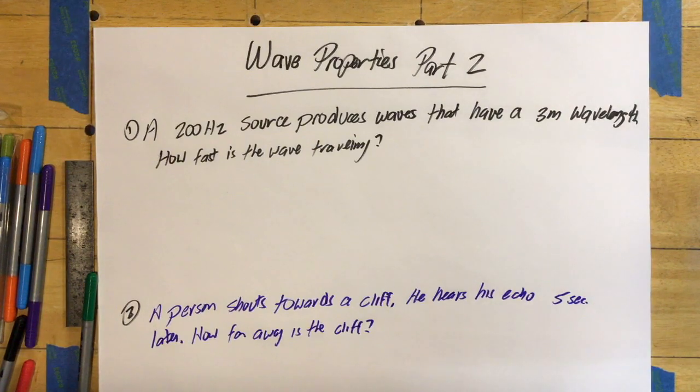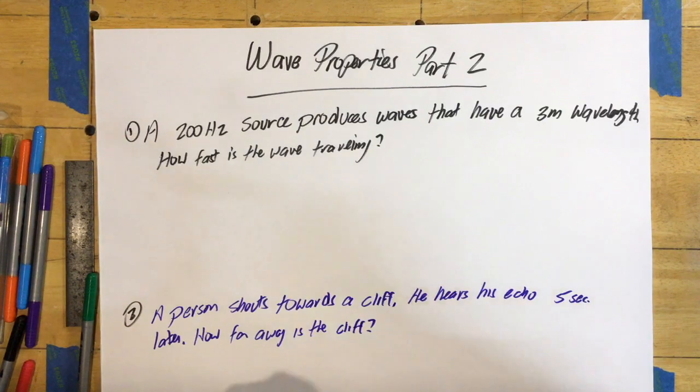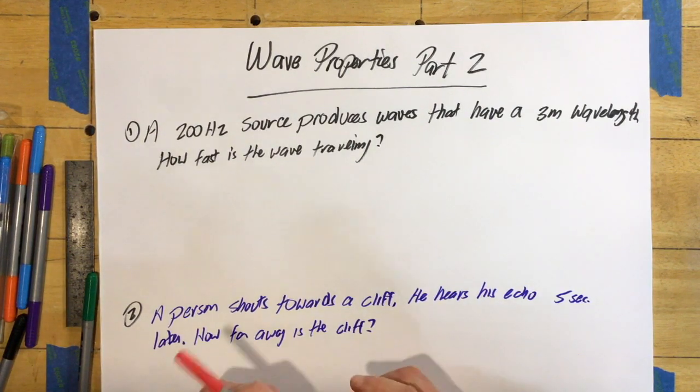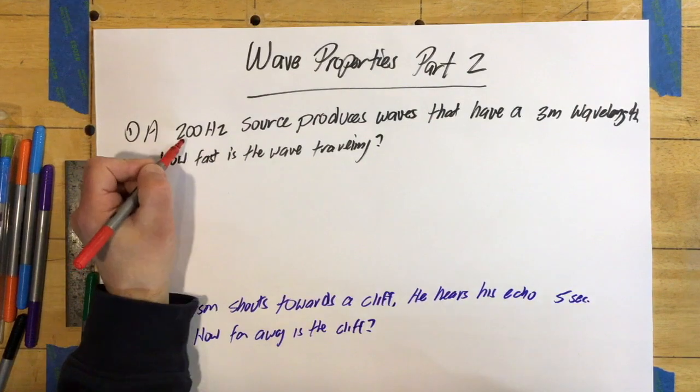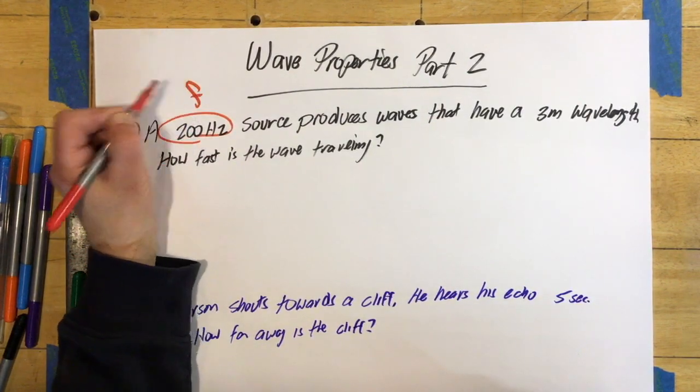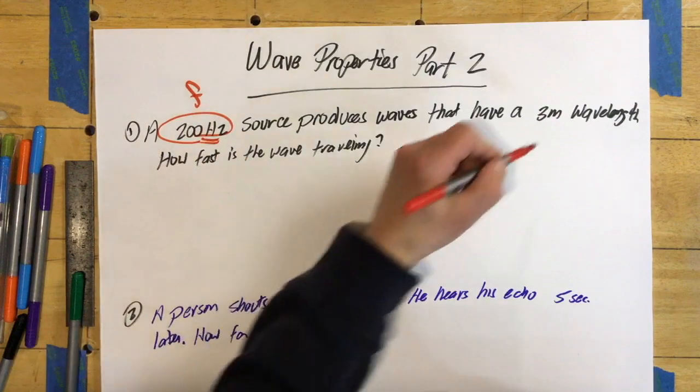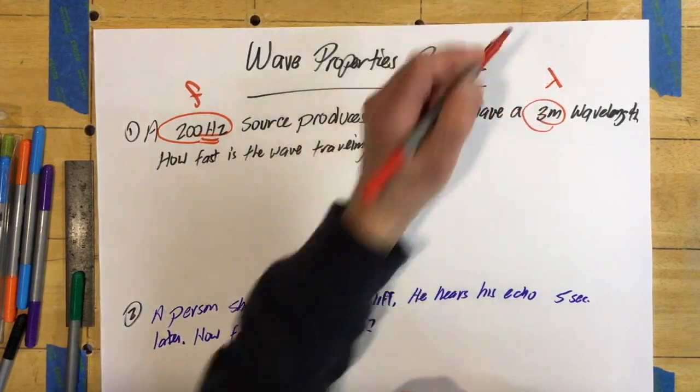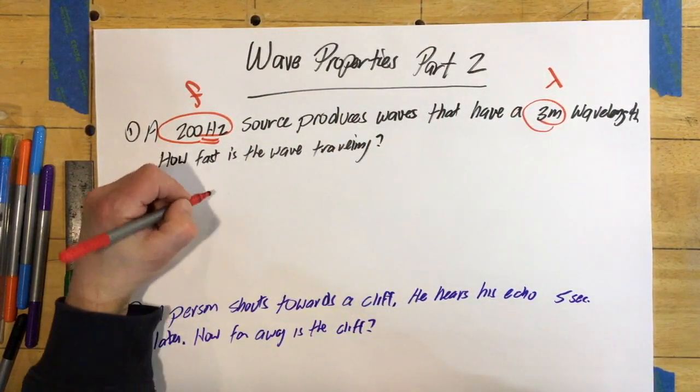Okay guys, welcome back. I want to give you a couple of example problems based off of where we finished the first part, and then we'll look at some more particulars about the behavior of waves. Now in the first one, a 200 hertz source is producing waves, and the waves have a 3 meter long wavelength. And they're going to ask you, what is the velocity, what is the speed, how fast is the wave traveling? So first thing you got to see is that that's your frequency. It's in the correct units of hertz, and that is your wavelength. They're in the correct units.